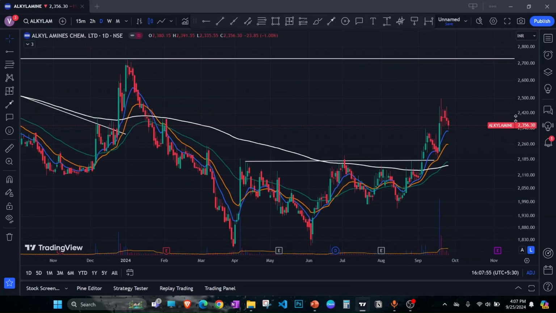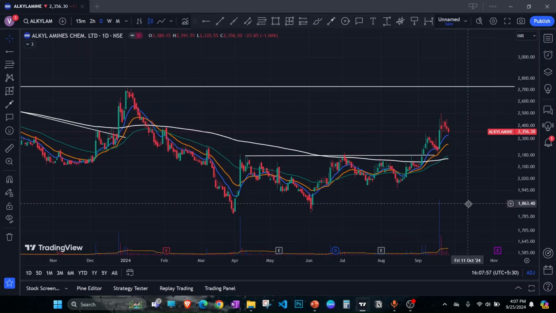So if you remember, what I said earlier is that in case of a reversal, you have to actually look for if the stock gives a very sharp move in a very short span of time. That is where you simply exit.